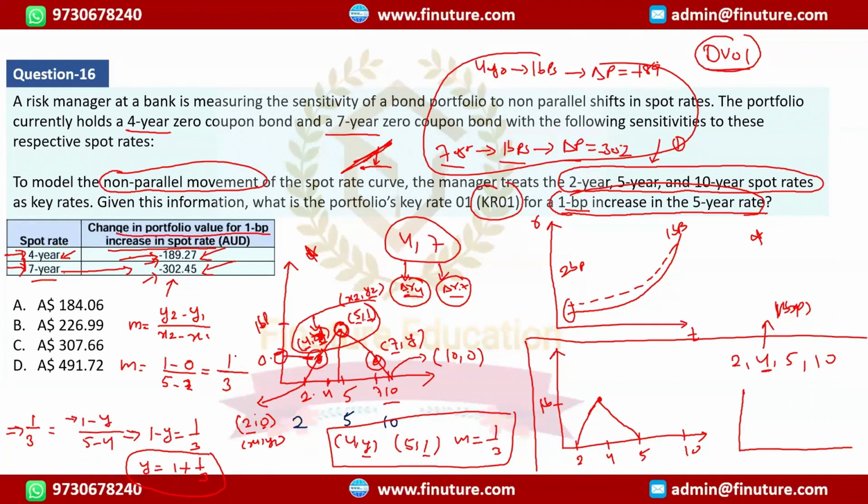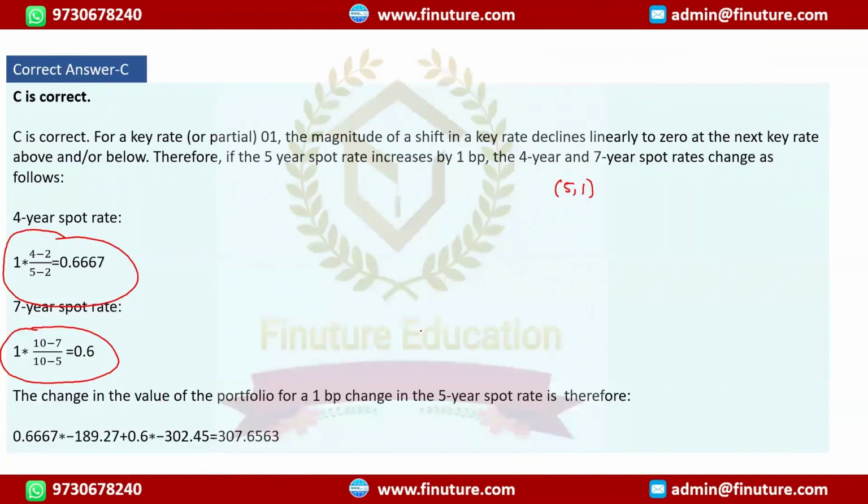Y has to be, if you bring it to this side, it would be 1 minus 1 by 3, which will be 2 by 3. Let me see it in the last step. Yes, I think we were correct. So if I bring y here, y equals 1 minus 1 by 3. Can you calculate this for me? So it's 2 by 3. So now you have got your rate change at 4 year is 2 by 3.